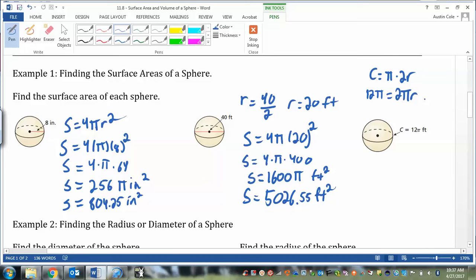How do I get r by itself? Divide by 2 pi. Okay, pi divided by pi, the pi's are going to cancel. 12 divided by 2 is 6. So r is 6.